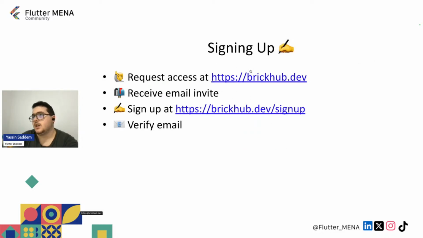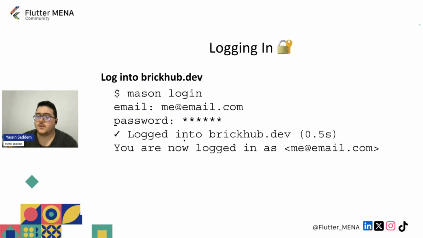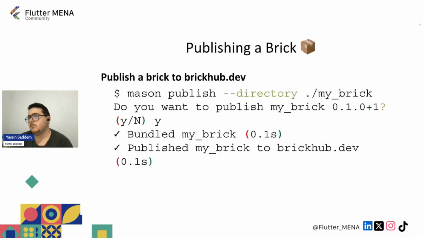As I said, to publish, you request access to BricksHub.dev, you will receive an invitation via email in, I think, 48 hours, and then sign up and verify your email, and you now have a developer account for Mason bricks to publish your bricks. Then in terminal, do mason login, enter your email, your password, and then publish your brick.